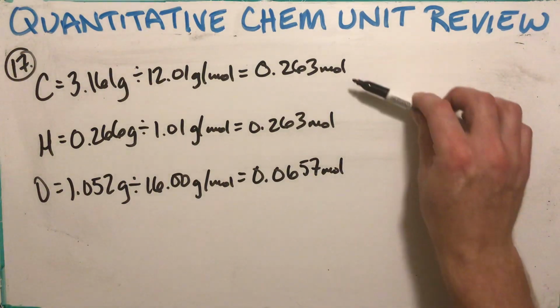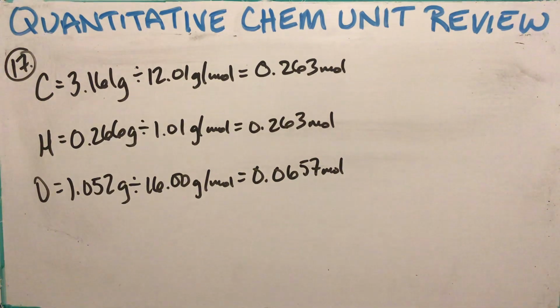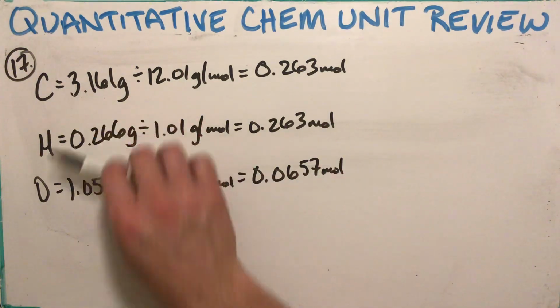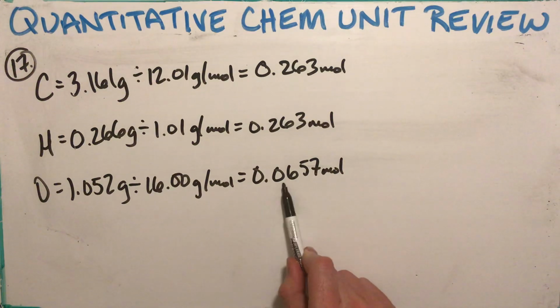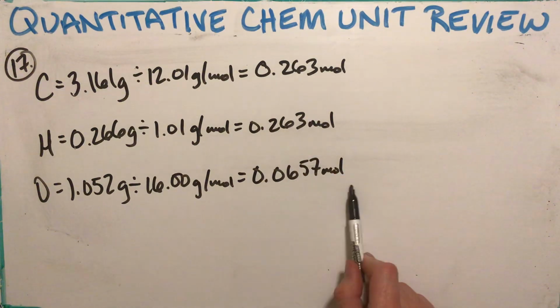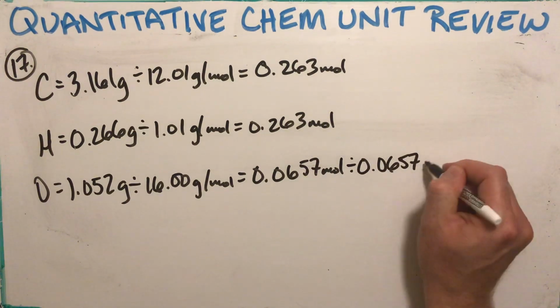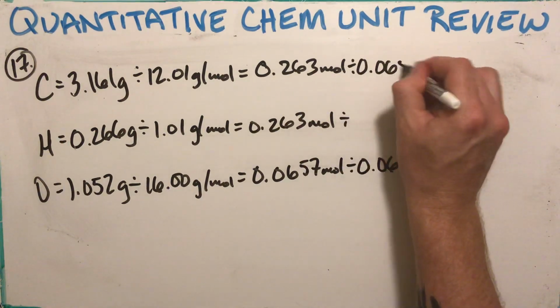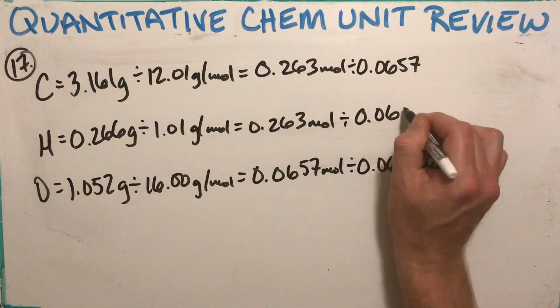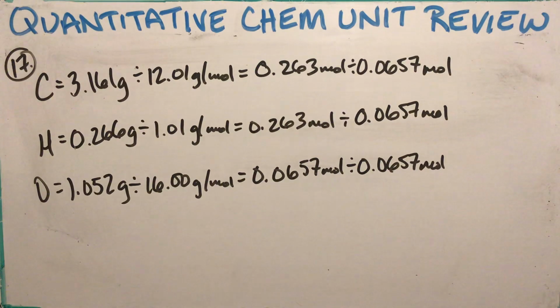What this tells me is that in my formula, these two, carbon and hydrogen, are going to have the same number. All right? They have the same molar amount, which means C and H are going to have the same number. My lowest one is right here, right? There's a 0 here after the decimal. There isn't one here or here, so this is my lowest number. And I'm going to divide every one of them by that. 0.0657 moles. Make sure to show your units.